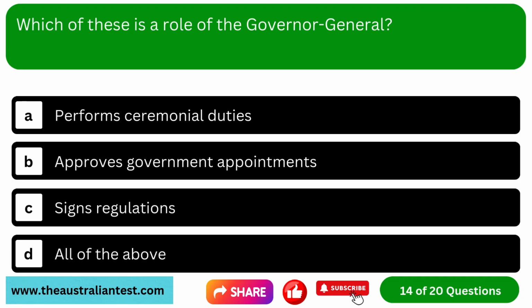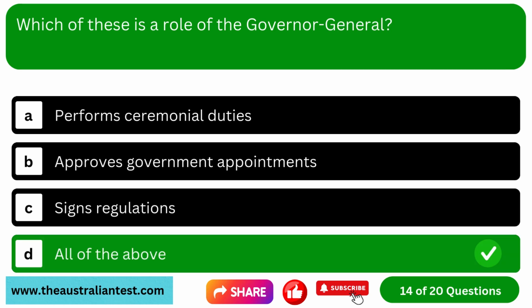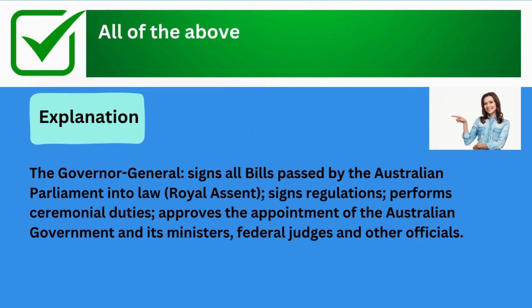Question 14. Which of these is a role of the Governor General? Option A, performs ceremonial duties. Option B, approves government appointments. Option C, signs regulations. Option D, all of the above. The correct answer is all of the above. Explanation: the Governor General signs all bills passed by the Australian Parliament into law, royal assent, signs regulations, performs ceremonial duties, approves the appointment of the Australian government and its ministers, federal judges, and other officials.